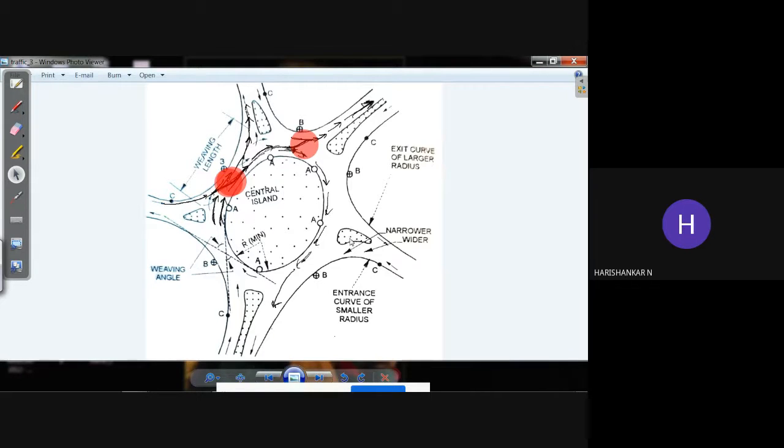Here, in order to separate these paths, separation islands are provided. And here you can see the channelizing islands, which channelize the left moving and the right moving vehicles. And here you can see the central rotary island. So this is the maneuver by which the vehicle moves within the rotary island.